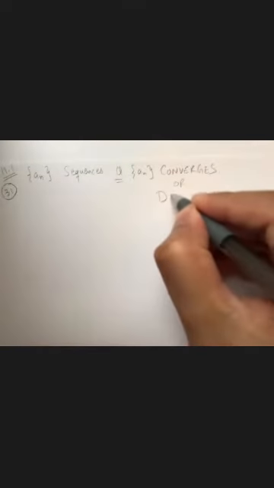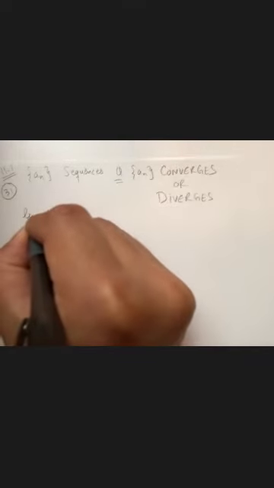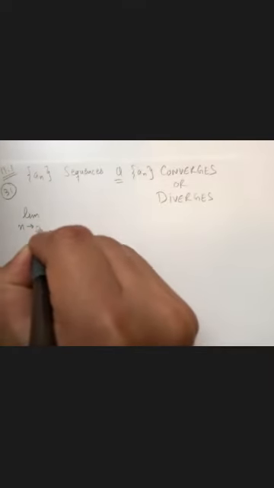So the question will always be whether it converges or diverges. So what we have to do is we have to compute the limit as n goes to infinity of an.